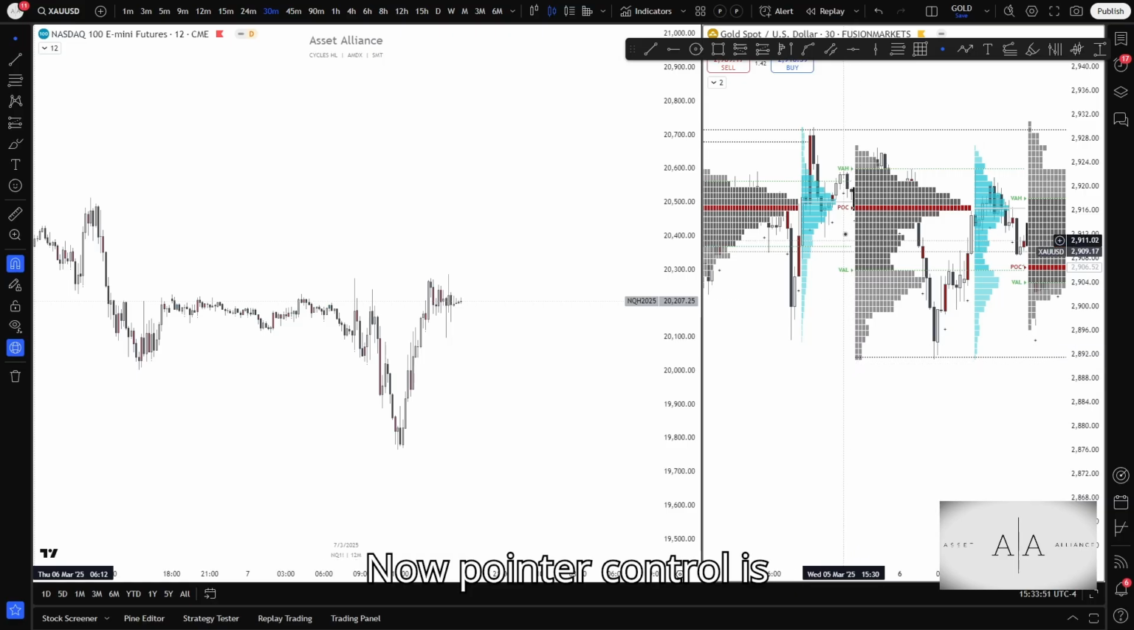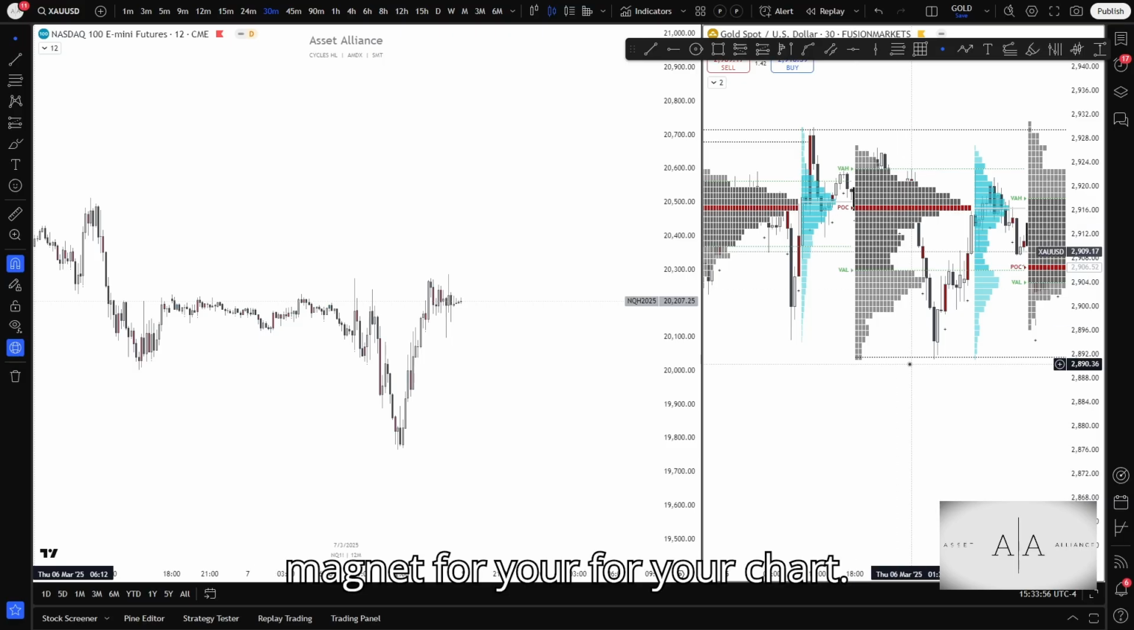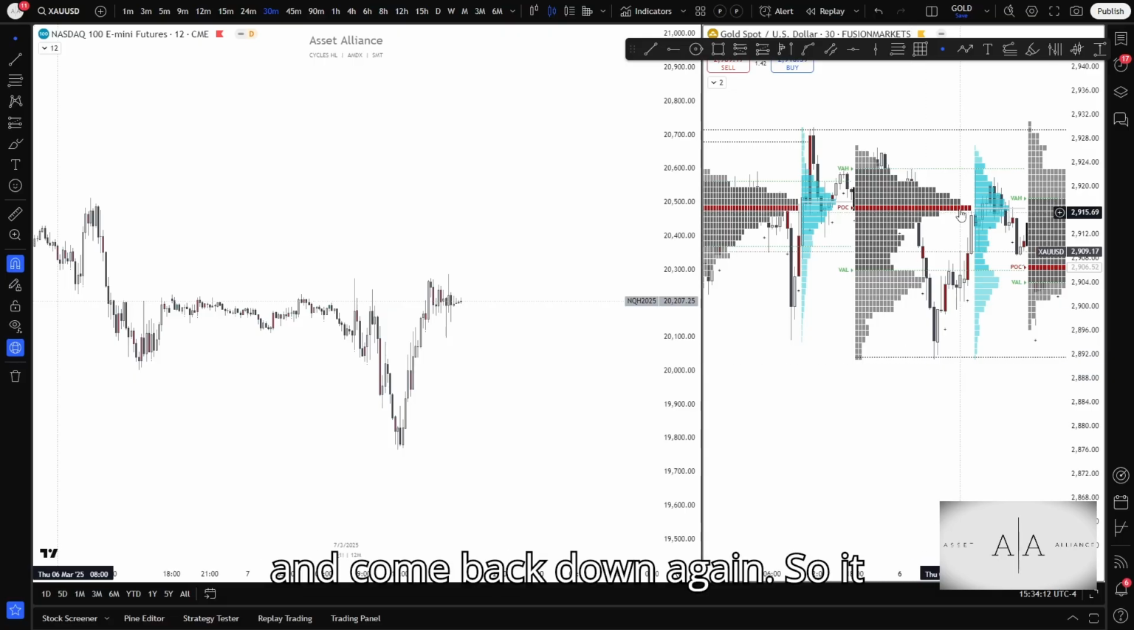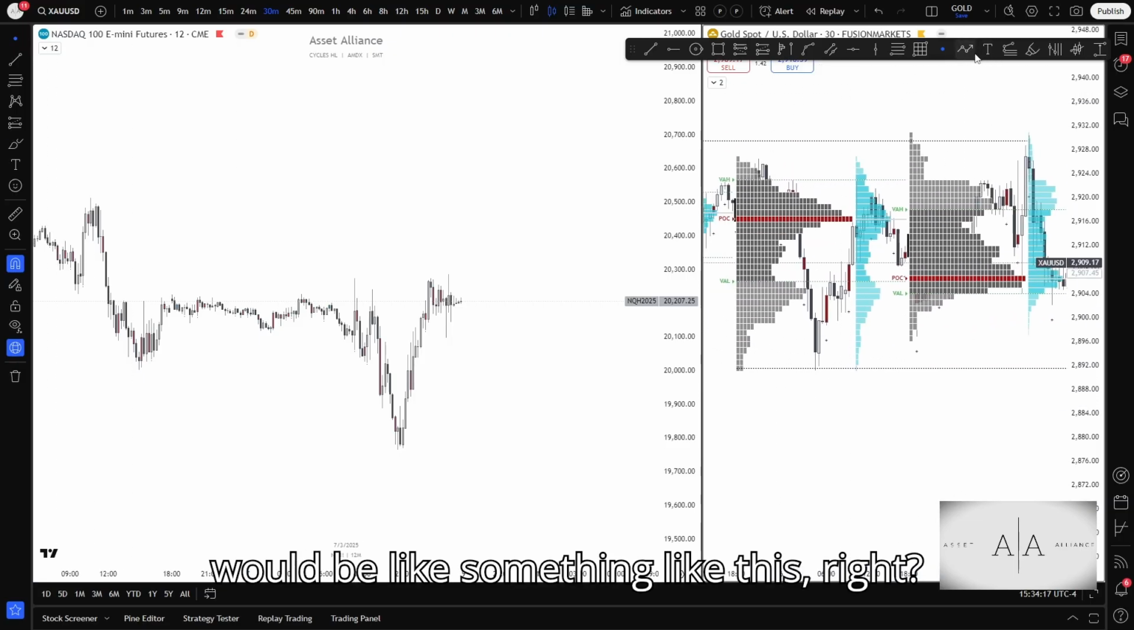Now, point of control is something that acts the same as a magnet for your chart. So if price is above, it's probably going to come back lower into the point of control to retest, give out another displacement above, or come back down, break it, retest it again, and come back down again. So it would be like something like this, right?